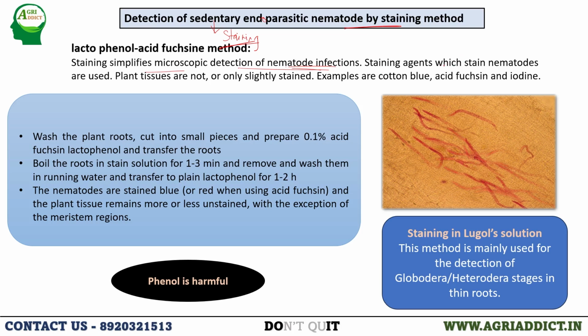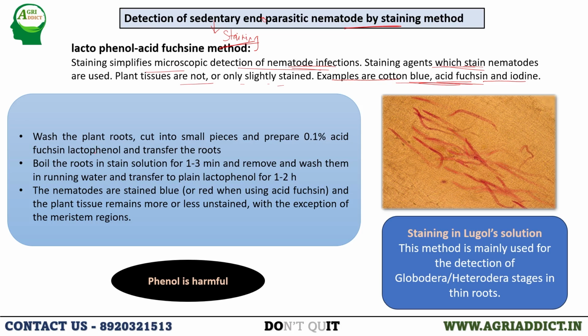Staining agents like lactophenol or cotton blue can be used to stain the nematodes, while plant tissues are not stained or only slightly stained. Examples are cotton blue, acid fuchsin and iodine. These are the different staining agents used for detecting nematodes in planting material.